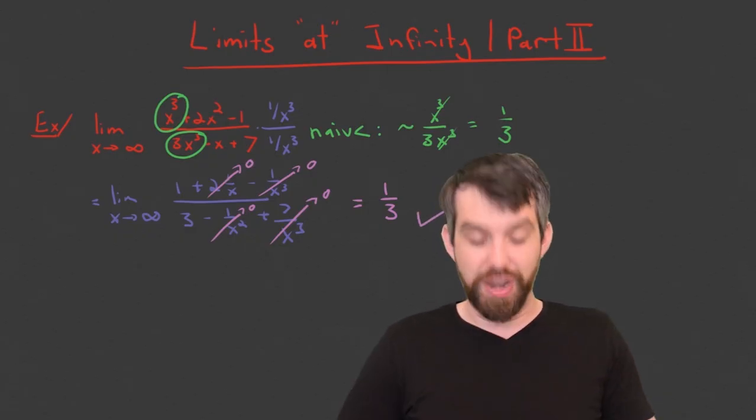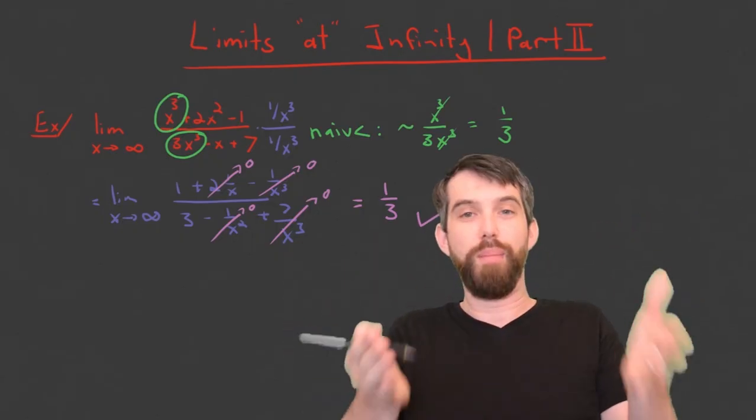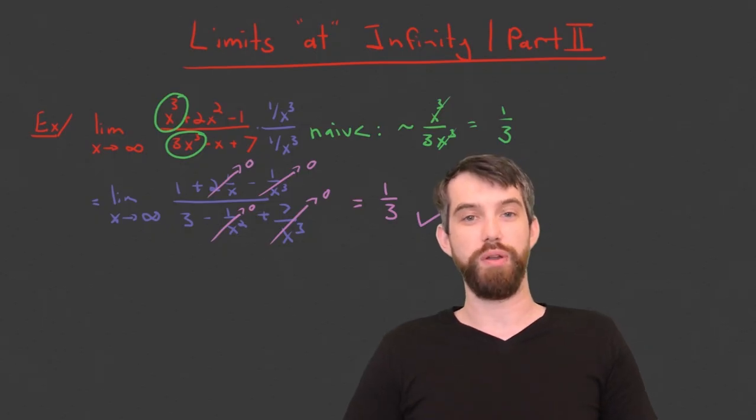And so now my sort of naive computation, I've verified it, and I've shown the mathematics by multiplying by 1 over x cubed and dividing by 1 over x cubed that gets me to this value of 1/3.